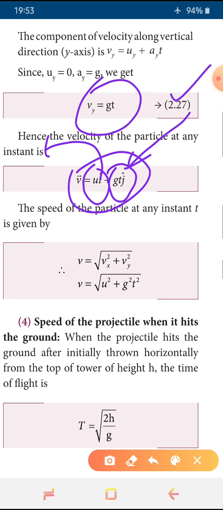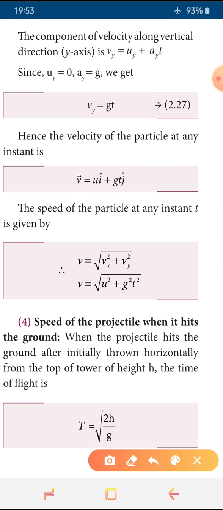So the velocity and speed of the particle at any instant, if we use the formula we used previously, it is nothing but square root of vx square plus vy square. We have used this previously, vx square plus vy square. Then here from this equation we can write square root of u square plus g square t square. From this equation we got this speed.